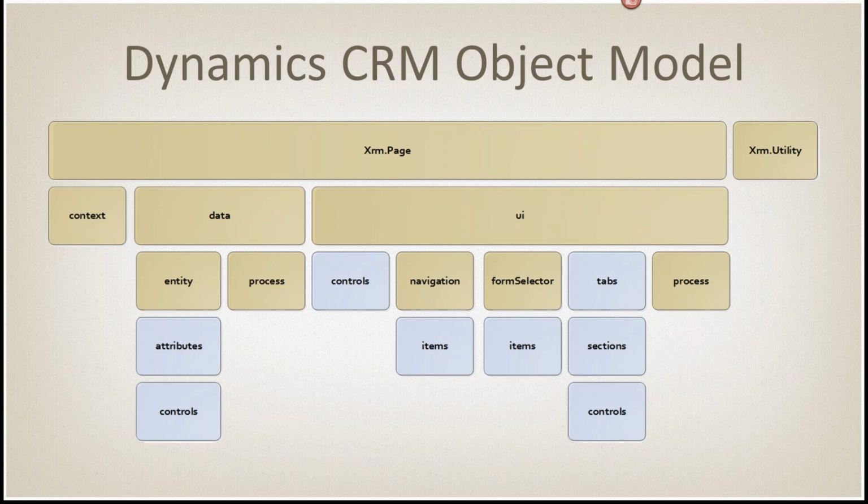The ones in the bluish gray are actually collections of things. So we have a collection of attributes and a collection of controls. We have a collection of items for navigation and items for form selector. Tabs have sections, sections have controls. So that's the hierarchy that we work with. And we'll be talking about those here in just a second.